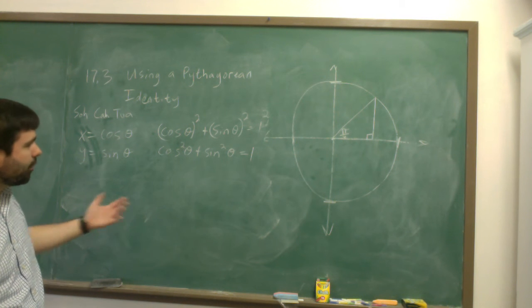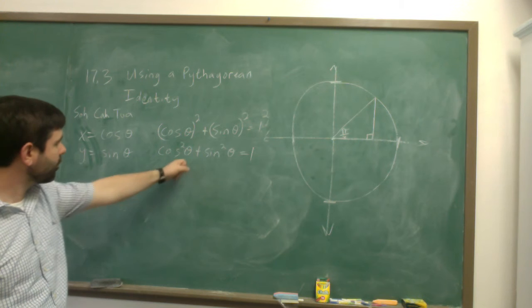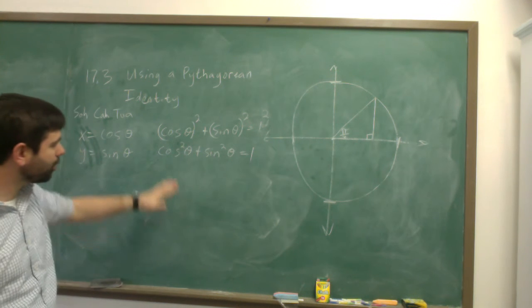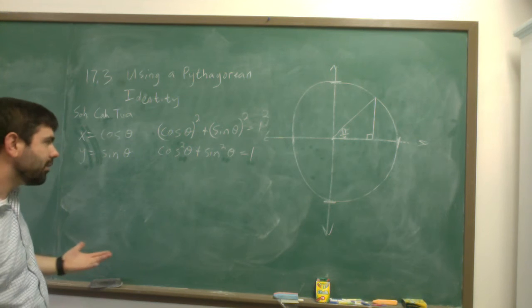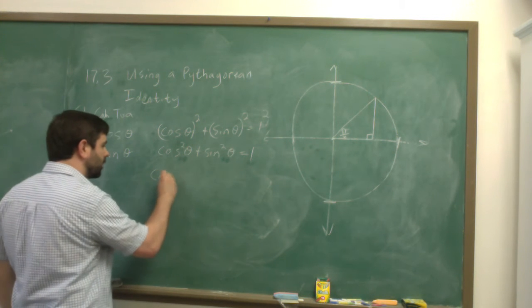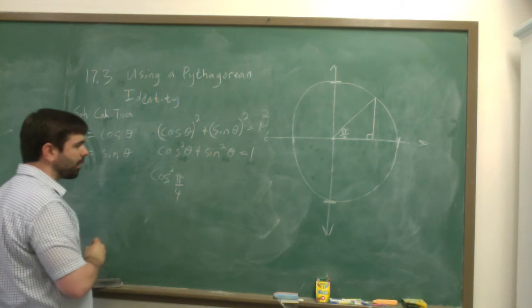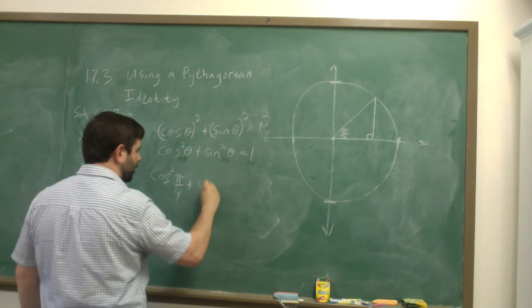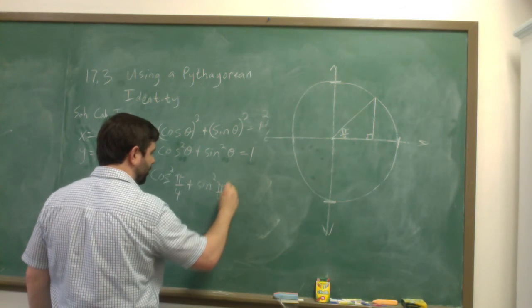Okay, so let's try this. What if we tried that for pi over 4? Pi over 4 is our angle, so we should be able to plug this in for theta and get out 1. We're going to see if this is true. Cosine squared of pi over 4 plus sine squared of pi over 4 equals 1.